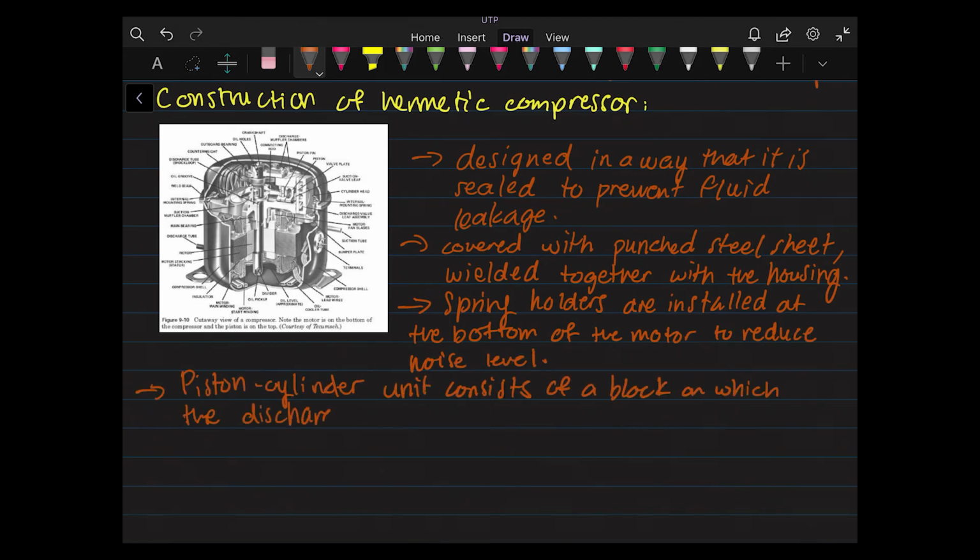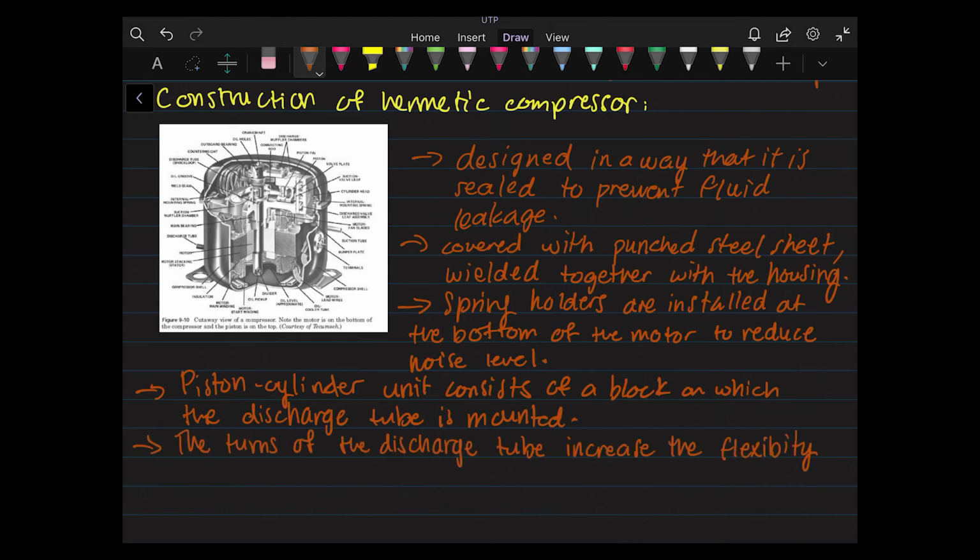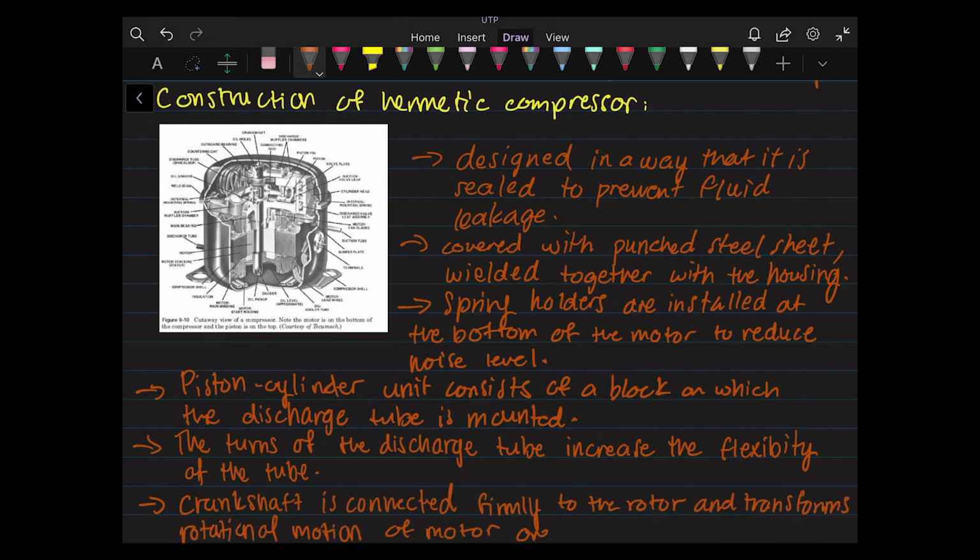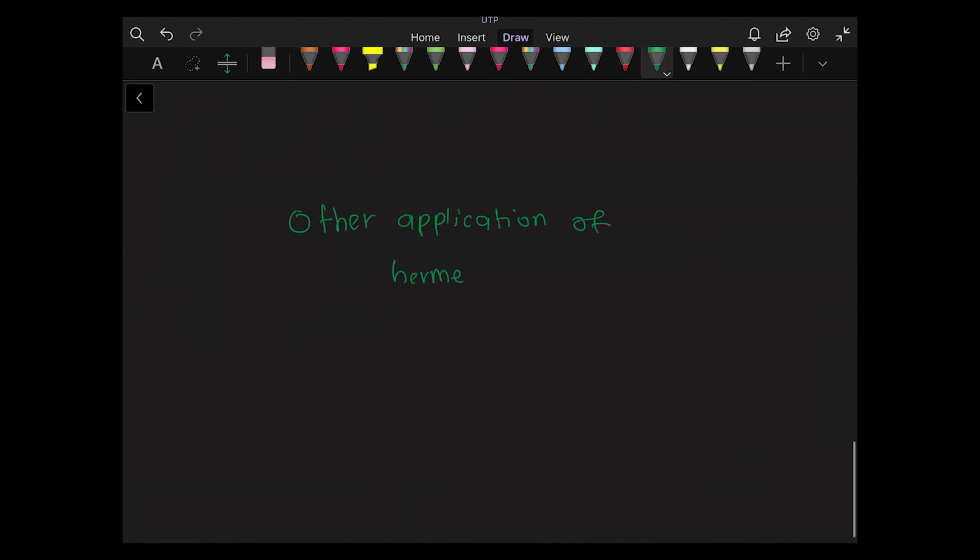The piston cylinder unit consists of a block on which the discharge tube is mounted. The turns of the discharge tube increase the flexibility of the tube. Lastly, the crankshaft is connected to the rotor and transforms rotational motion of the motor over to the piston rod in two strokes.